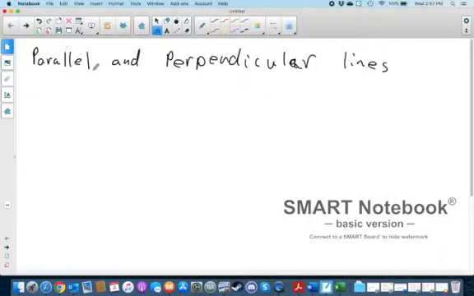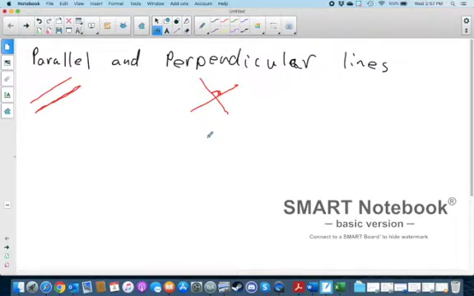If we're talking about parallel lines, we know what these look like. Parallel lines are, geometrically speaking, two lines that will never intersect. Also, perpendicular lines from a geometric standpoint are two lines that do intersect, but they intersect specifically at a right angle.